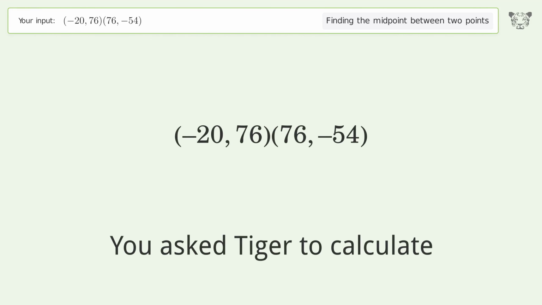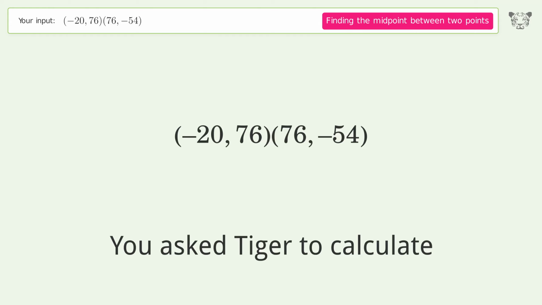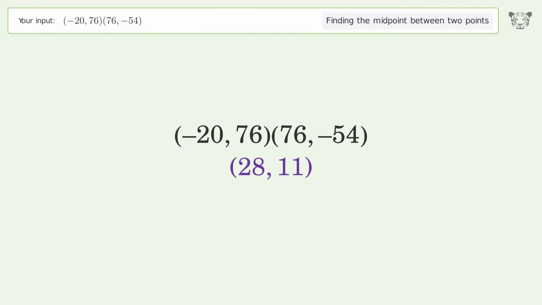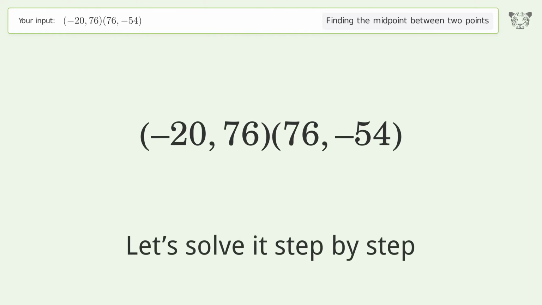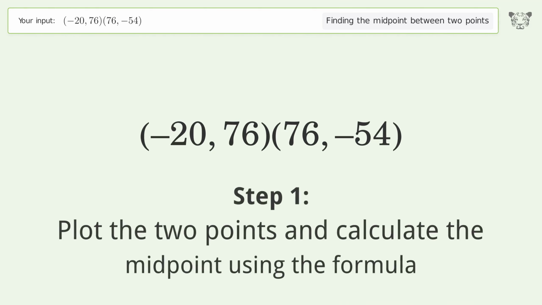You ask Tiger to calculate. This deals with finding the midpoint between 2 points. The midpoint between the 2 points is 28,11. Let's solve it step by step. Plot the 2 points and calculate the midpoint using the formula.